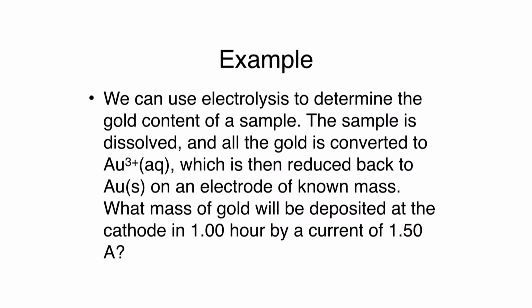So let's say that I do this experiment and I run a current of 1.5 amps for an hour. The question is, how much gold is going to be deposited on the surface of this cathode? And I can solve this problem by doing some pretty simple stoichiometric analyses and conversions.